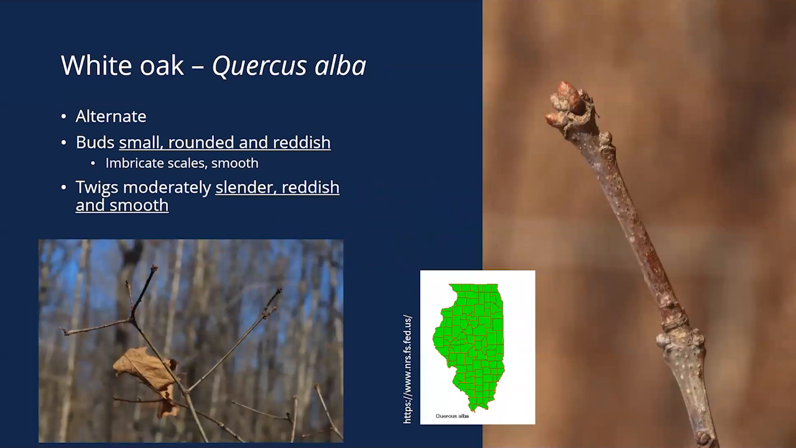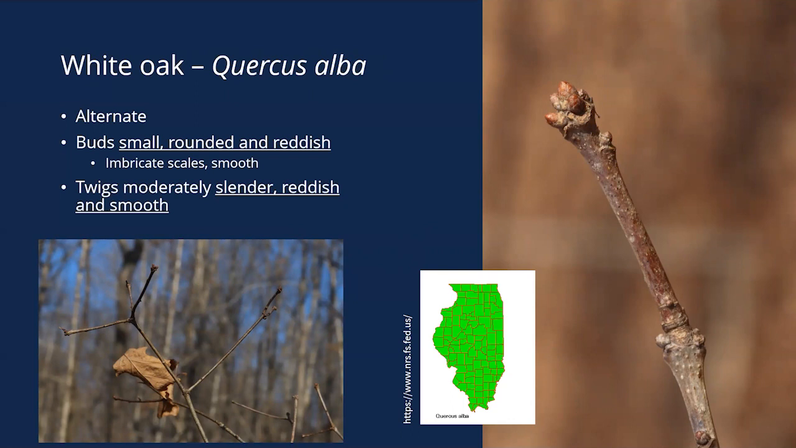This is a tree common, found in every county in the state for sure. Like all oaks, it has alternate buds, alternate branching as well. The buds on this one are small, rounded, and reddish. Somewhat pointed, but overall it's got a bluntly pointed or rounded appearance. The scales on them are smooth, really hairless. The twigs themselves also are slender for an oak, at least compared to the others, reddish and smooth overall as well. Again, you can see those clustered buds on there.